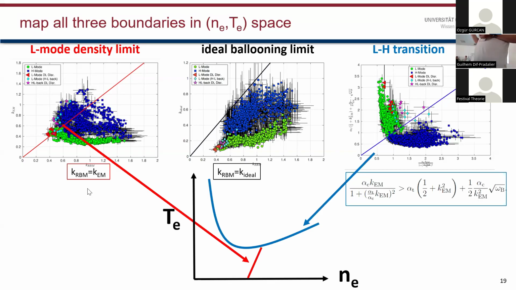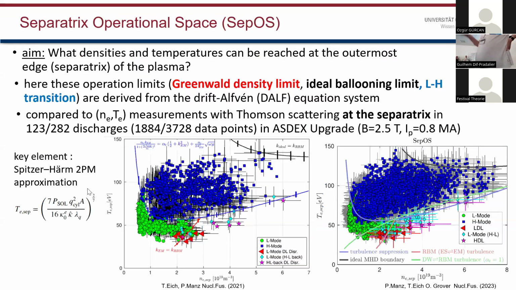So I stop always if I cross the blue line. And here I have my ideal ballooning mode. I can compare the data set and it's working fine. So this is the aim. So we have derived the green by density limits, ideal ballooning limit in the LH transition.